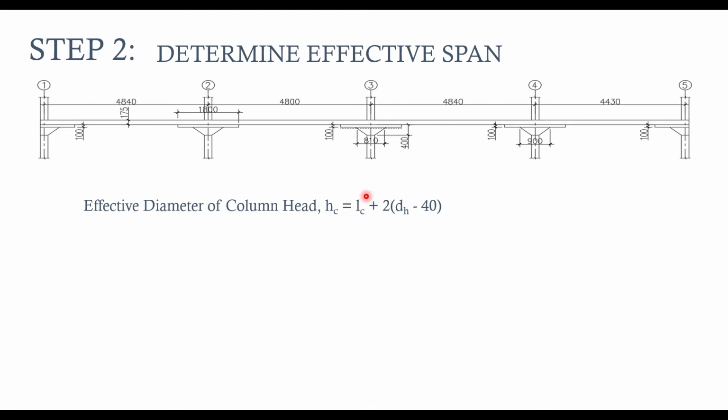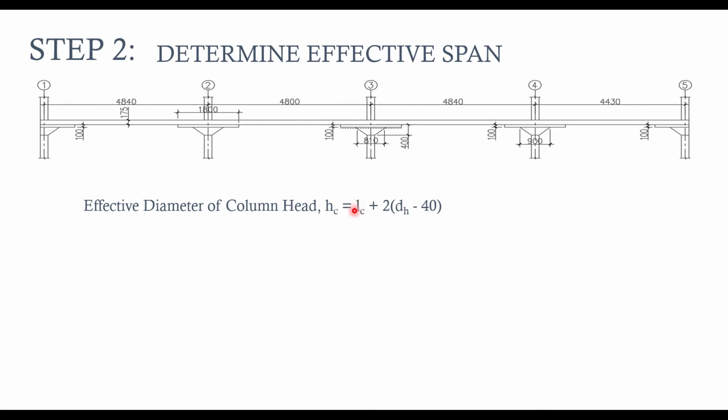But let's say for example your column is 450 by 230. If you are designing along the X direction where your column is 450, in that case your LC is going to be 450. If you are now designing along the Y direction where your column is 230, in that case your LC is going to be 230. So it depends on the section in which you are designing. You are supposed to design along the X as well as along the Y. But for this video, we are going to design it along the X direction.